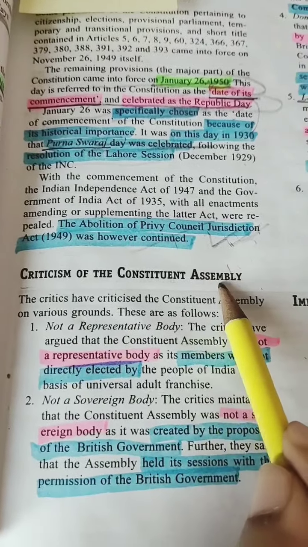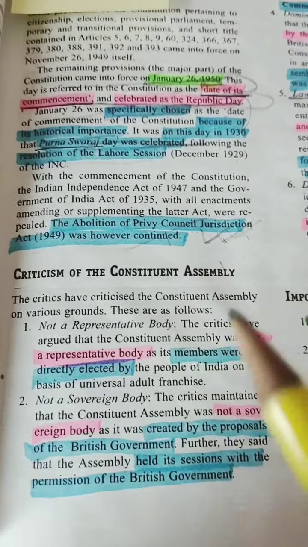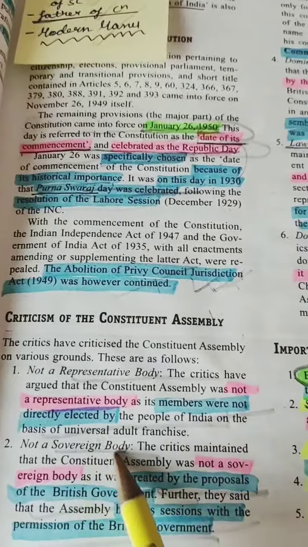Criticism of the Constituent Assembly. See, after the Constituent Assembly was made, there has to be criticism because there can be nothing which has an advantage and has no disadvantages. So let's quickly go through them. Not a representative body. Why? Because members were not directly elected by the people, they were indirectly elected. Not a sovereign body. Why? Because it was created by the proposals of the British government and held its sessions with the permission of the British government. So it cannot be a sovereign body.